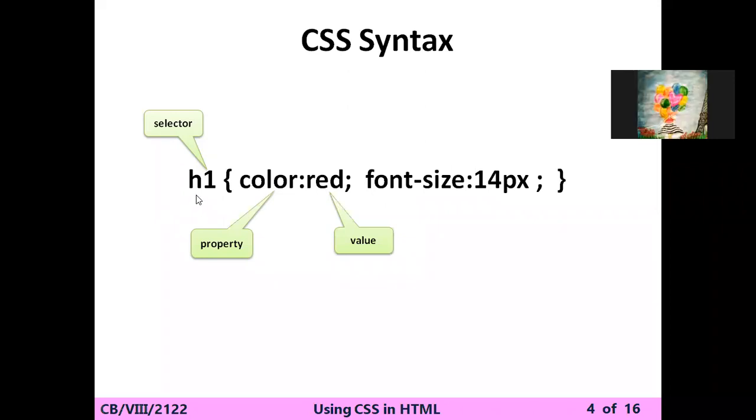Remember the names. The tag in which you want to apply the CSS is called the selector. Whatever style you are writing in the curly brackets is called the description. For example, you are changing the color of the heading. The color is called the property, and the value of the color is called the value. Same for the font size. Font size is called the property, and 14 pixels is called the value.